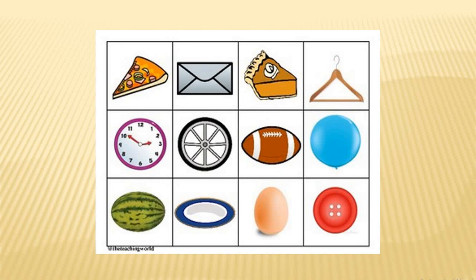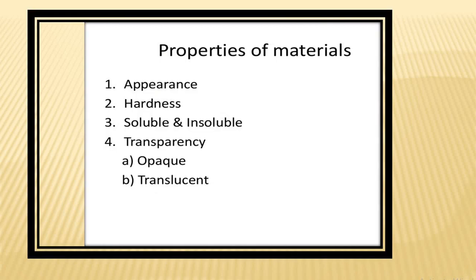Different types of materials are arranged here. There is a watermelon, a clock, an egg, a cake piece, a hanger, a letter, a pizza slice, and so on. We know some are eatables, whereas some are not. So, we will now see the different bases on which we can sort the materials into groups. Let us study those properties of materials.